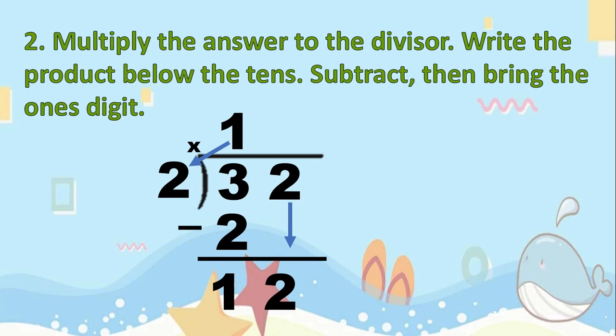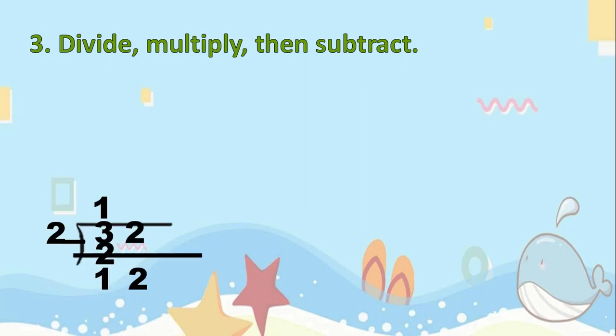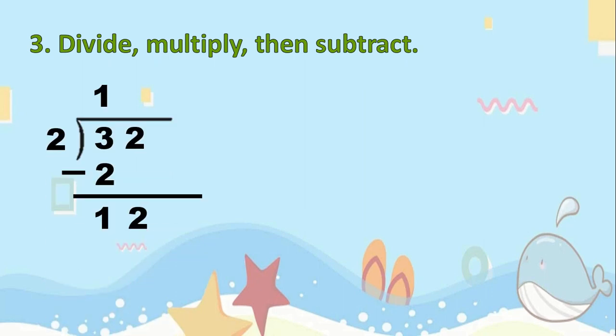Then let's go for the third step. You will divide, multiply, then subtract. This is what they call DMS. D stands for divide, multiply, then subtract. This is what comes in our second step. So we can now divide again. 12 divided by 2 is, very good, 6.